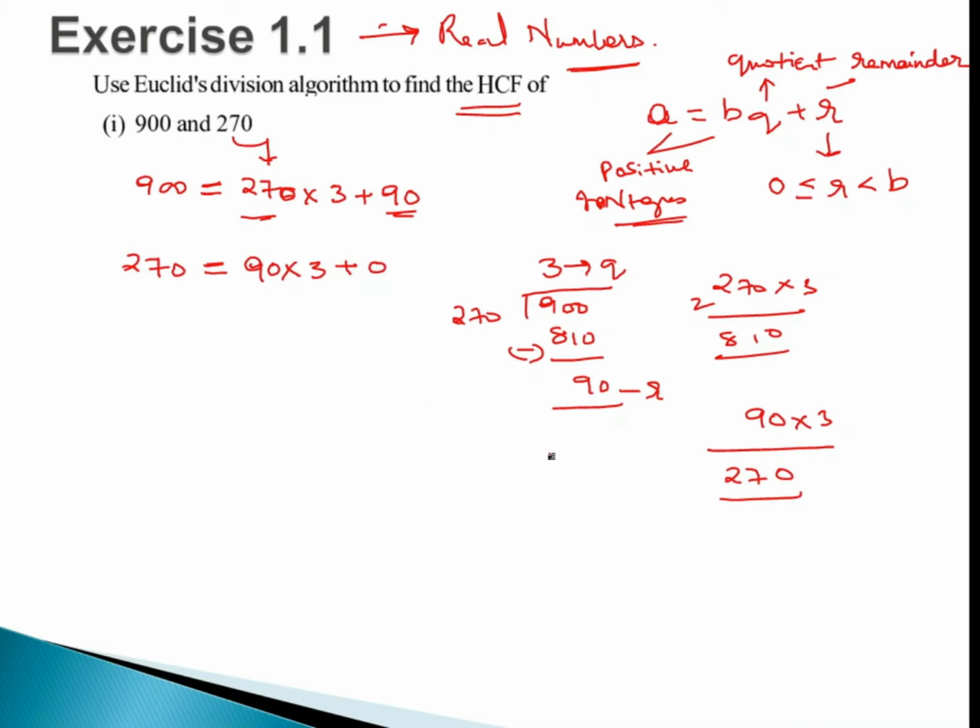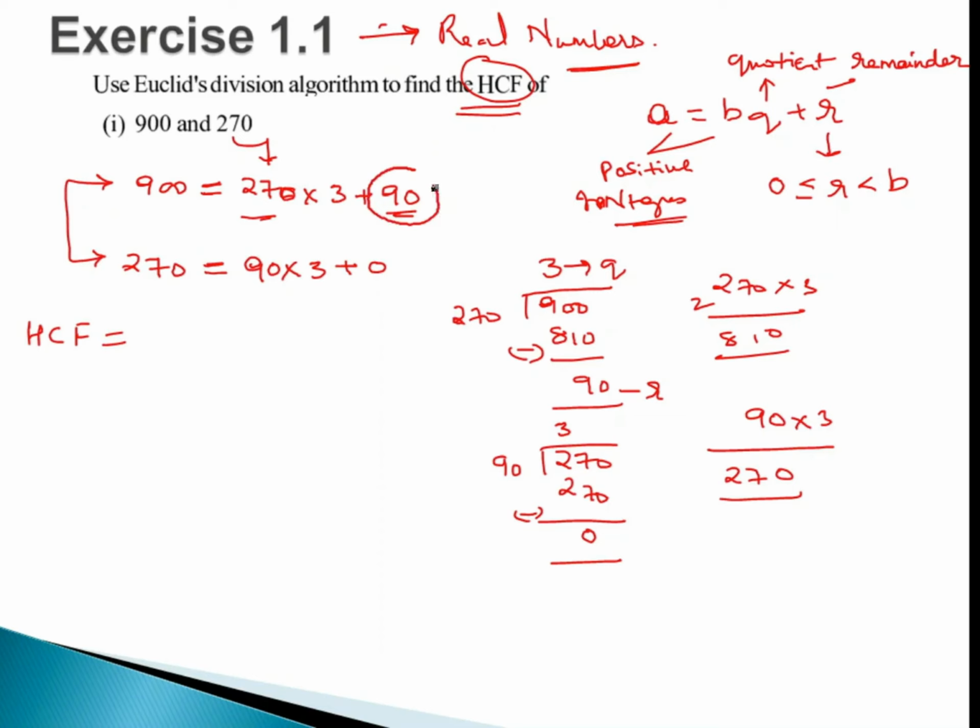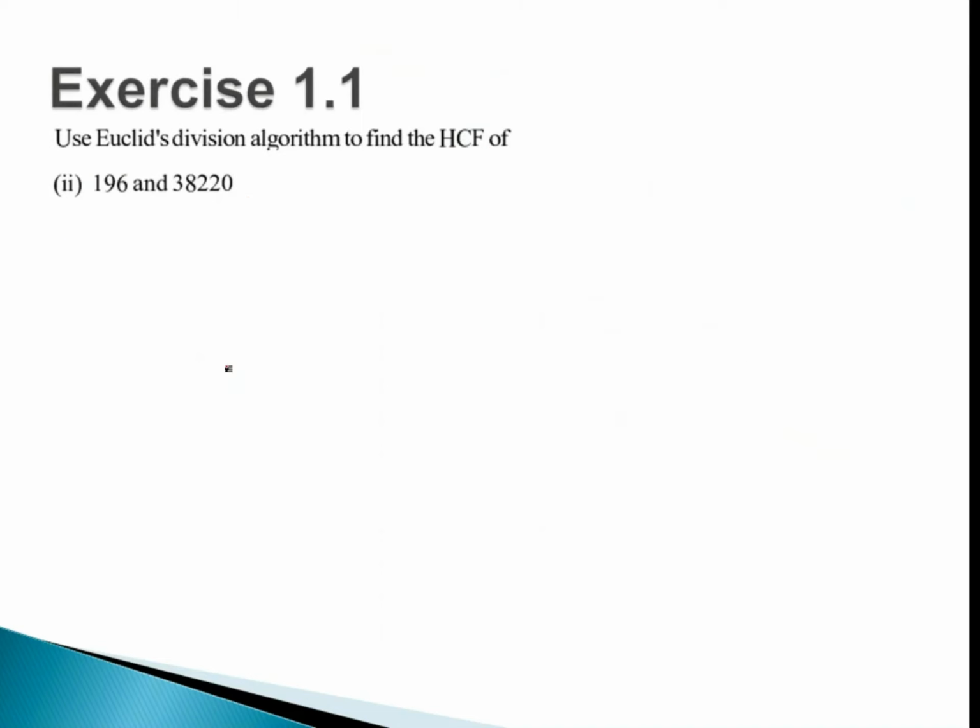What happens here is when I'm dividing 270 using 90, 90 × 3 gives you 270. So this is your resultant. At last you need to find the HCF, the highest common factor. Which number is repeating on the RHS? 90 is repeating, so the HCF is 90. Simple. Let us look at the next one also.